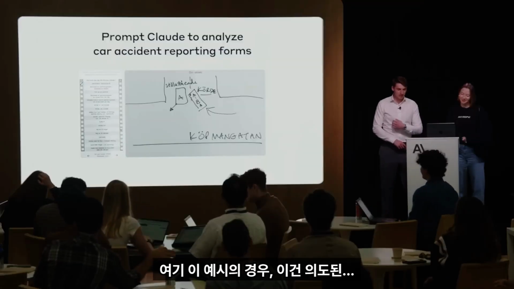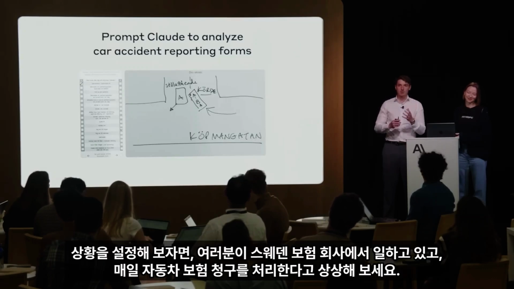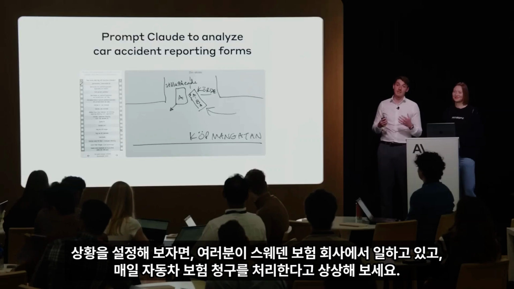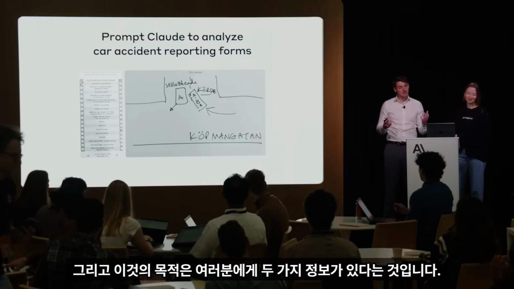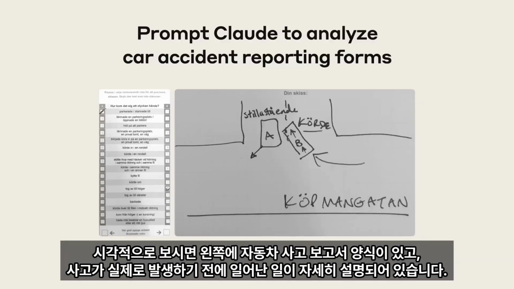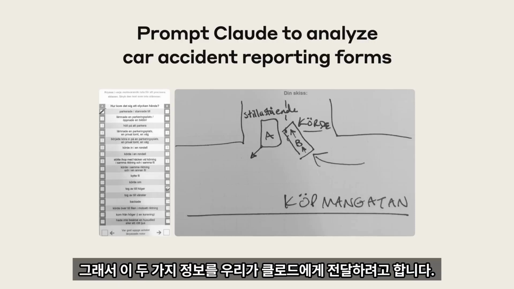So for this example, to set the stage, imagine you're working for a Swedish insurance company and you deal with car insurance claims on a daily basis. The purpose of this is that you have two pieces of information. We're going to go through these in detail as well, but visually you can see on the left-hand side we have a car accident report form, just detailing out what transpired before the accident actually took place. And then finally we have a sort of human-drawn sketch of how the accident took place as well. So these two pieces of information are what we're going to try to pass on to Claude.